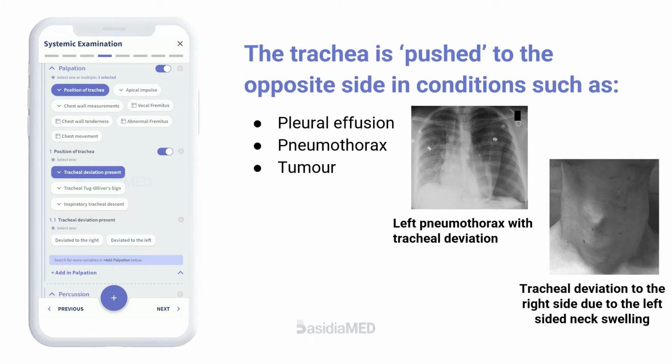The trachea is pushed to the opposite side in conditions such as pleural effusion, pneumothorax, tumors such as lung cancer and associated malignant pleural effusion, lymphoma, mediastinal masses, lymphadenopathy, thymic tumor, etc., and goiter.